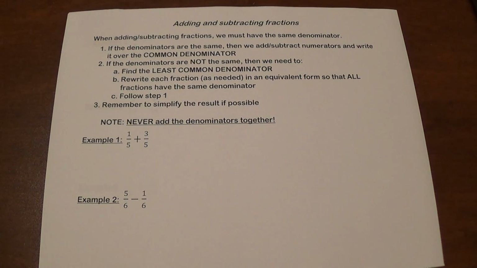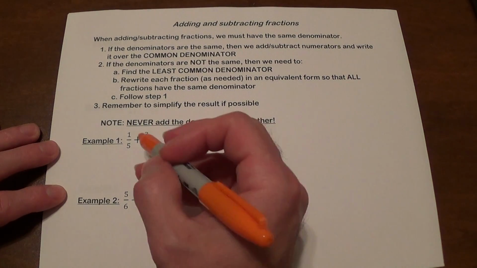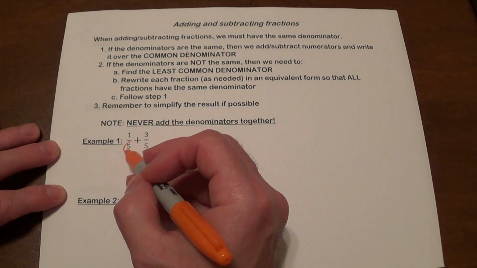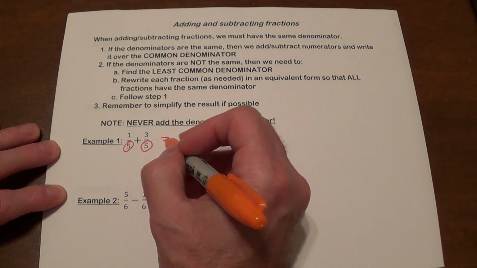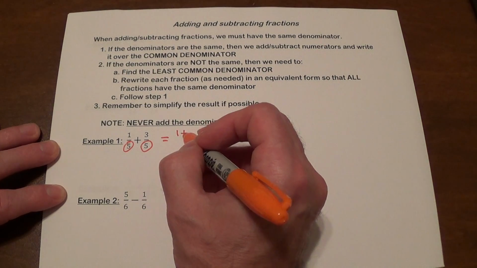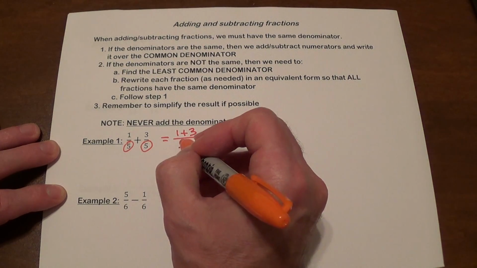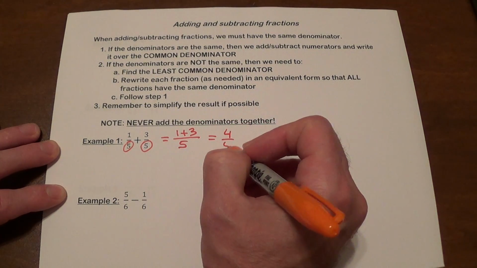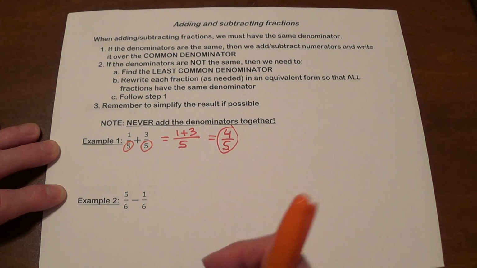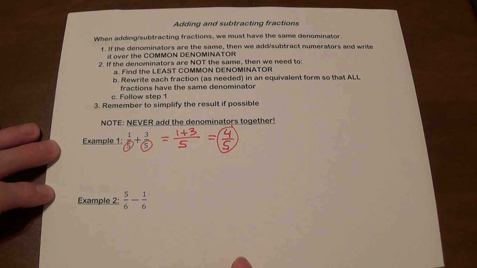So let's start with an easy example. We've got 1/5 plus 3/5. The denominators are exactly the same, so what we're going to do is add the numerators. So 1 plus 3 over 5, which gives us 4 over 5. This is in the simplest form. You cannot simplify it, so that's how it's going to stay.